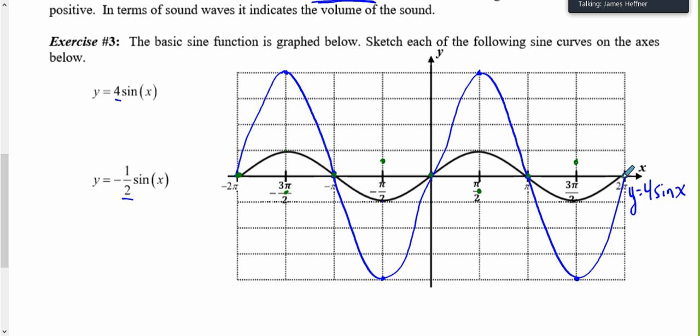So now we're going to go negative. That would be the equivalent of switching the two wires on the speaker, I guess. But anyway, it'll be like this. And here is y equals negative 1/2 sine of x. All right, and so there you have it.